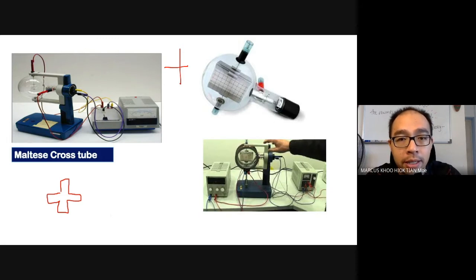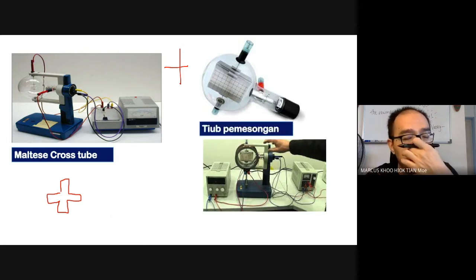But this is a Maltese cross tube. And this is a deflection tube, called a deflection tube.